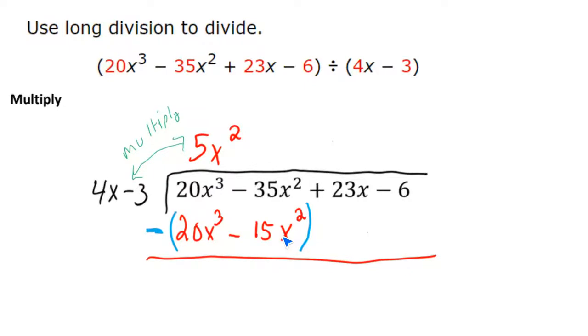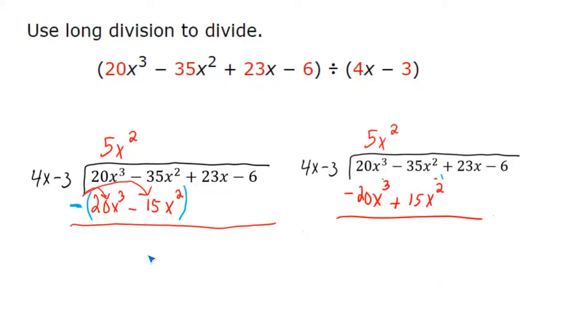So just like I did in the first slide, we need to subtract the information we get after we multiply. But notice I'm going to put a parenthesis here because I'm subtracting the entire polynomial. So in order for me to subtract, I'm going to go ahead and distribute my negative into the parentheses. So I end up with negative 20x cubed plus 15x squared.